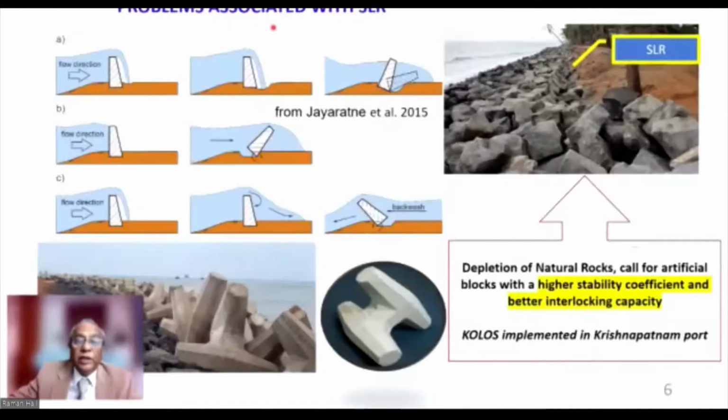Problems associated with SLR. This picture shows what happens to the stability of a monolithic structure. And in this case, a rubble mound structure, you can have the penetration of sea level rise into this, leading to the instability of the coastal structure. And depletion of natural rocks calls for artificial blocks. And one such block we have developed is the Kolos, that was implemented in Krishnapatnam port along the southeast coast of India.